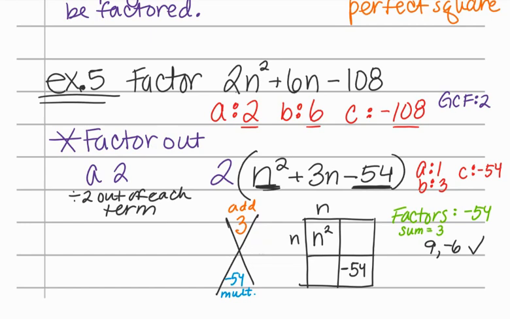Let me write them in green. Which means I'll have a 9 and a negative 6. Which means I'll have 9n here and negative 6n there, right? But ultimately, these are the two binomials that I will have in my final answer. However, don't forget this little 2 that we factored out from the beginning. That's where people are going to make mistakes. They're going to forget about that 2.